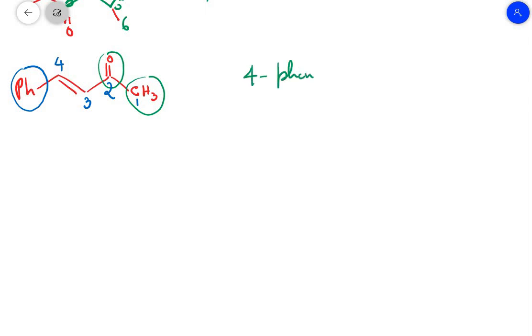4-phenyl but, because total number of carbon atoms are 4, but at third carbon atom we are having a double bond, so therefore it is called 3-ene, and at second carbon the carbonyl functional group, that is 2-one.